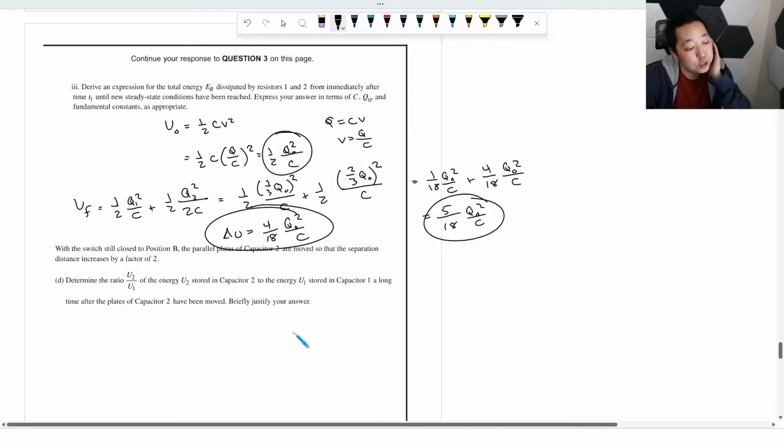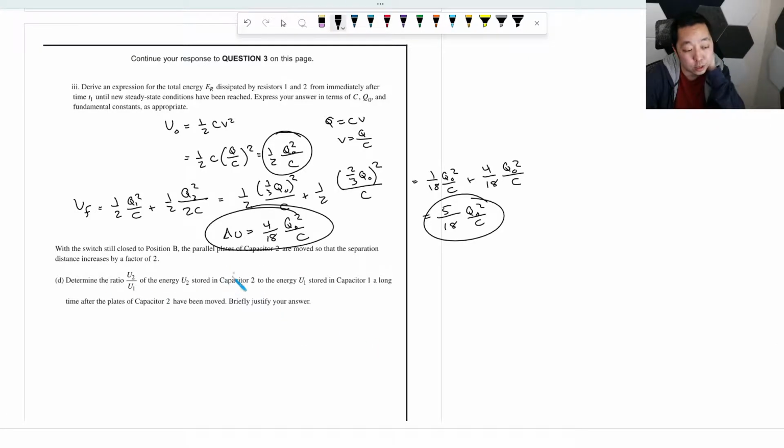Okay, with the switch closed in position B, the parallel plates of capacitor 2 are moved, so the separation distance increases by a factor of 2.